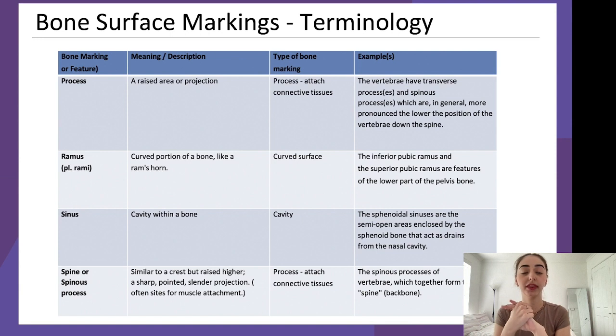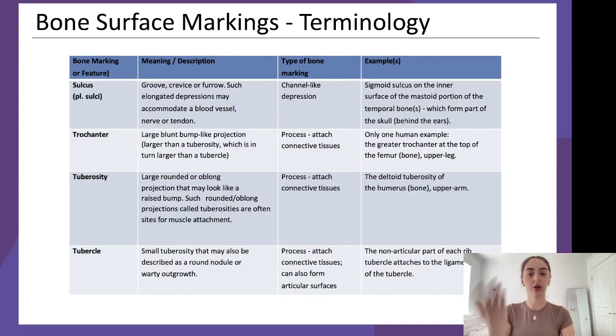A sinus is a cavity within a bone. A spine or spinous process is similar to a crest but raised higher. It's a more distinct line, a raised line in a bone that's very raised. I'll show you examples. A sulcus, or sulci for plural, is a groove, crevice, or furrow, likely because some type of blood vessel, nerve, or tendon is laying over the bone, so there needs to be some kind of small depression in it to allow it to fit well in the body.